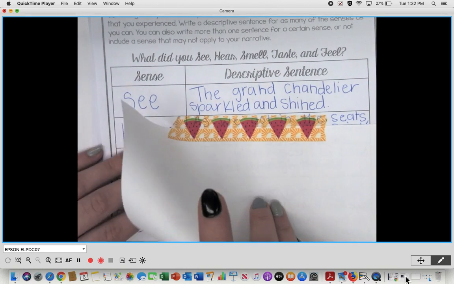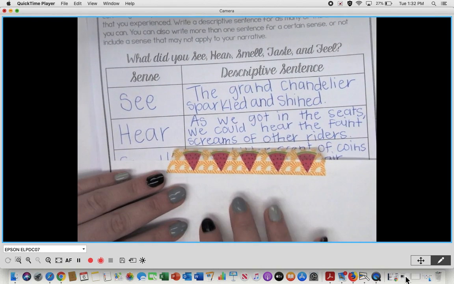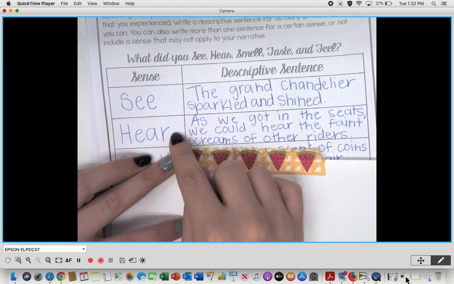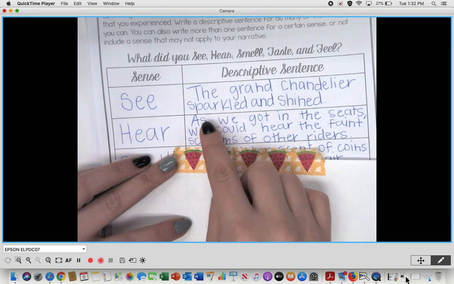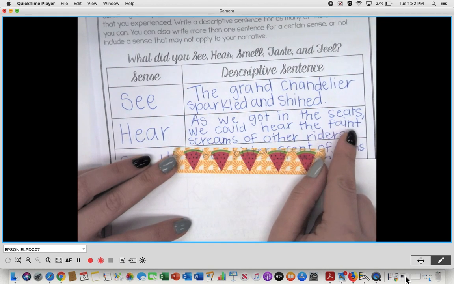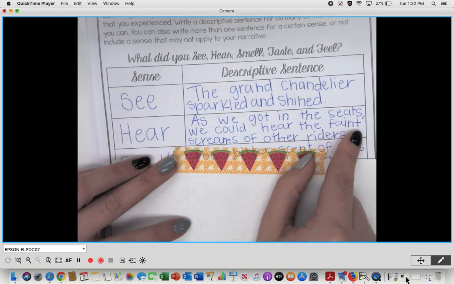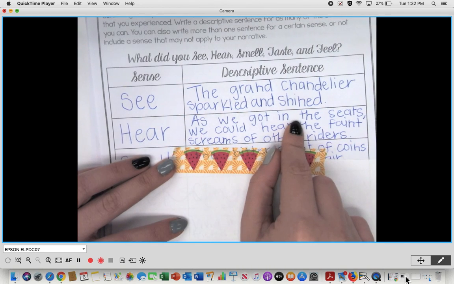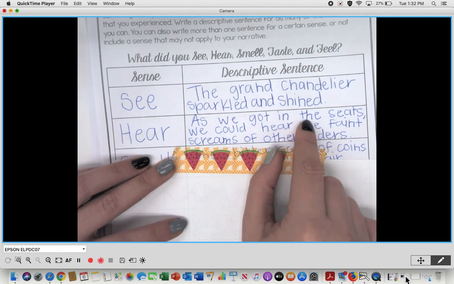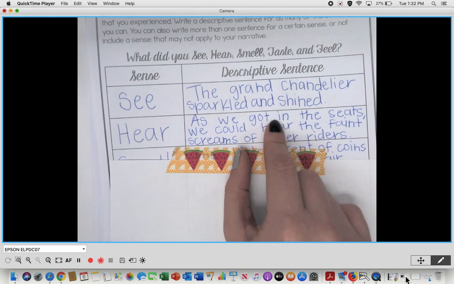For another sense, I went ahead and I said hear. So what I hear. And my sentence I said, as we got in the seats, we could hear the faint screams of other riders. And so again, I'm helping kind of paint a picture. I'm not just telling you, I'm helping you kind of imagine that you were there yourself, because it's almost like you can hear the faint screams in the background.